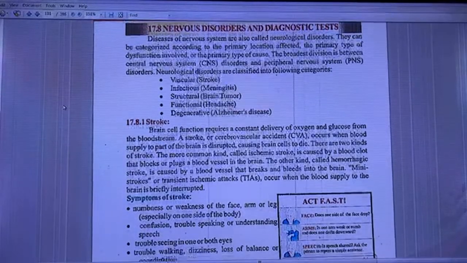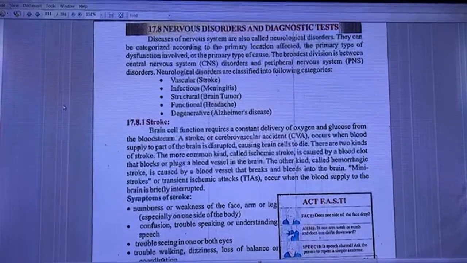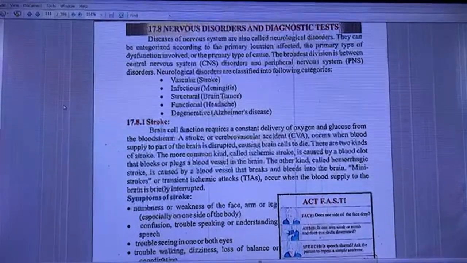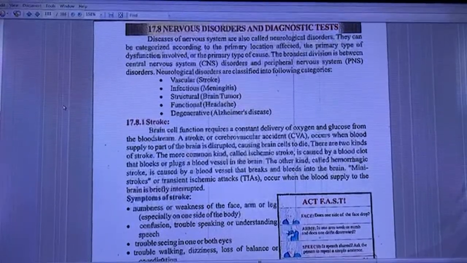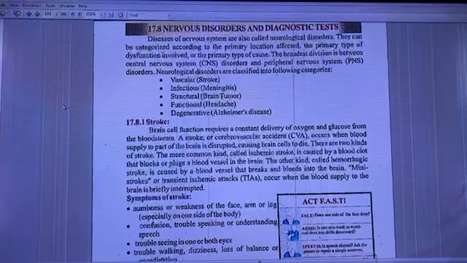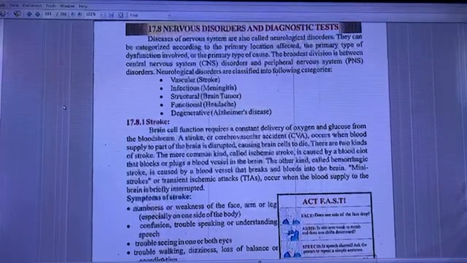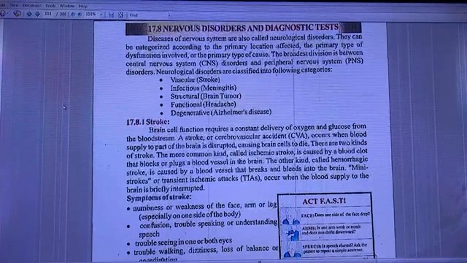Heart disorders and diagnostic tests. Diseases of the nervous system are also called neurological disorders. They can be categorized according to the primary location affected, the primary type of dysfunction involved, or the primary type of cause. The broadest division is between central nervous system disorder and peripheral nervous system disorder. Neurological disorders are classified into the following categories: vascular, stroke; infection, meningitis; structural, brain tumor; functional, headache; degenerative, Alzheimer's disease.